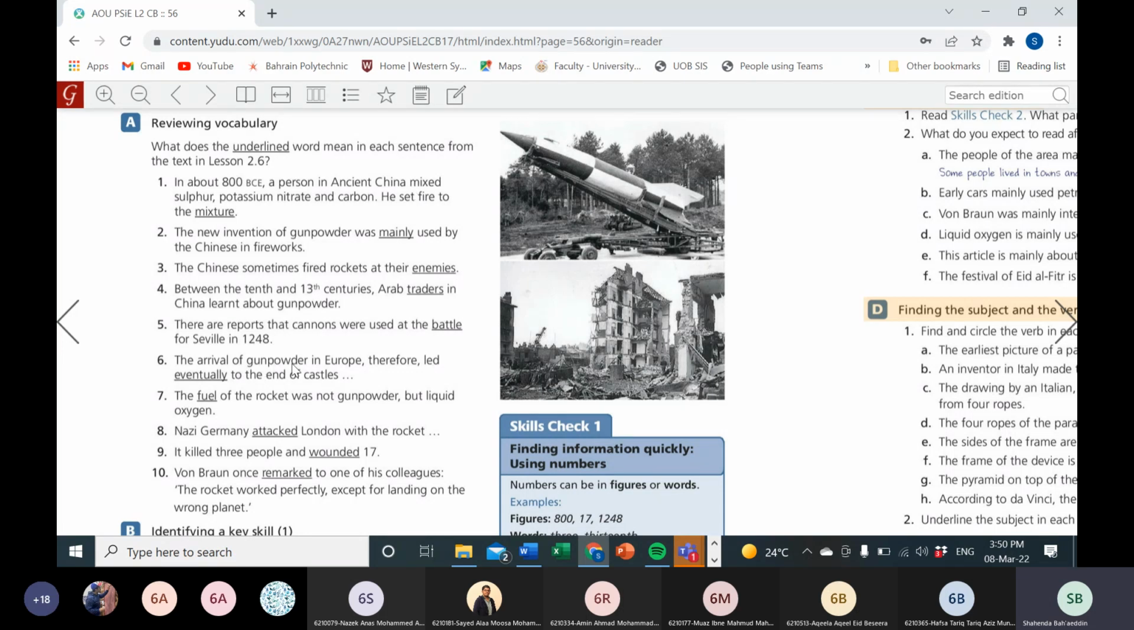The arrival of gunpowder in Europe therefore led eventually to the end of castles. Eventually. In the end? At the end. And this is Aqila, right? Yes. Okay, very good, Aqila. At the end, okay. The fuel of the rocket was not gunpowder, but liquid oxygen.